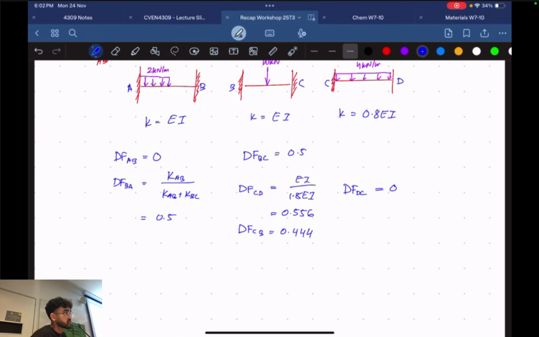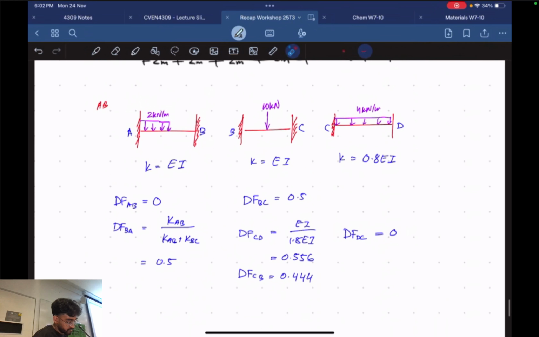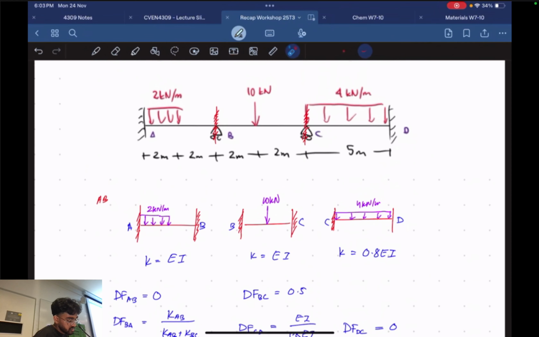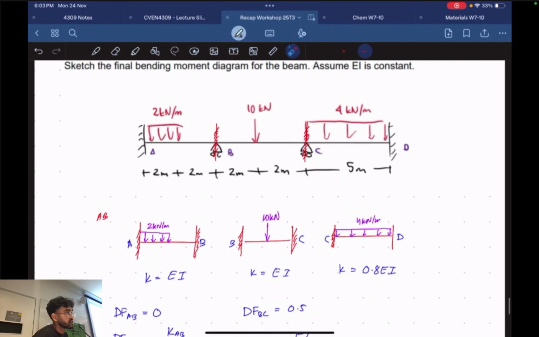No, BC would stay the same because we're looking at the node B. CD, we found it to be 0.556, but CB would be 0.444. And these two add up to 1. It's not the forces on the joint. No, this isn't the forces. This is just the distribution, on the node. So we're looking at the joints A, B, C, D, not the whole member.